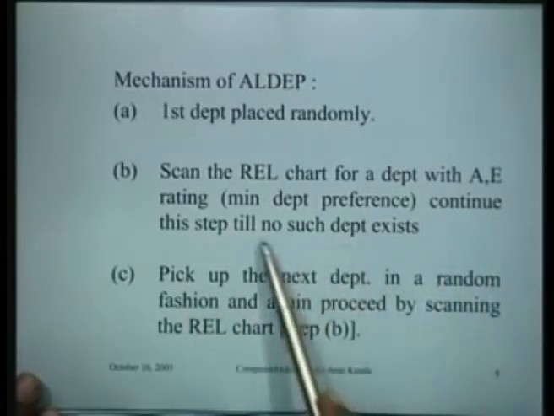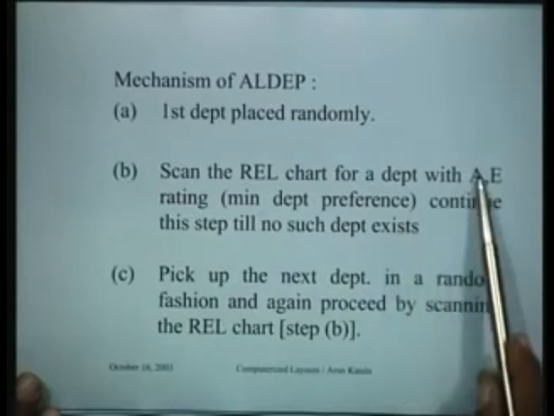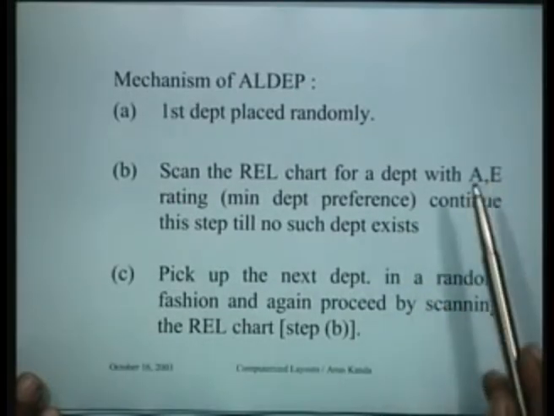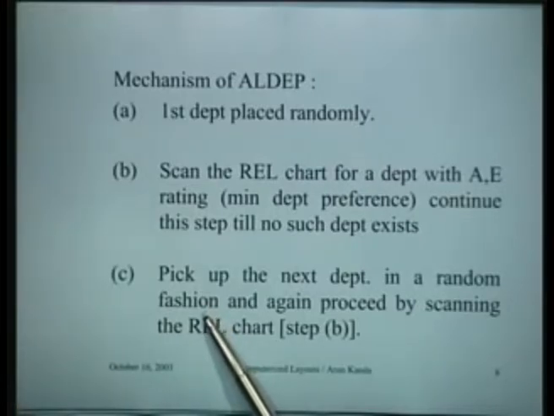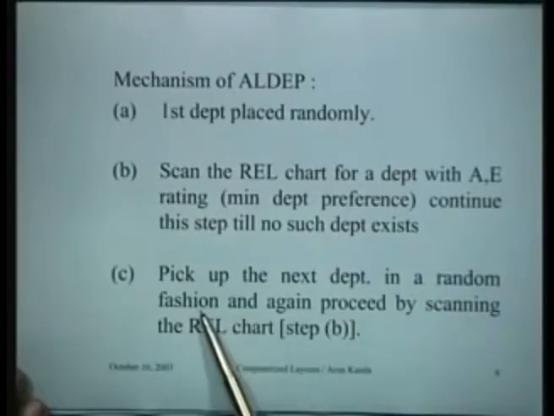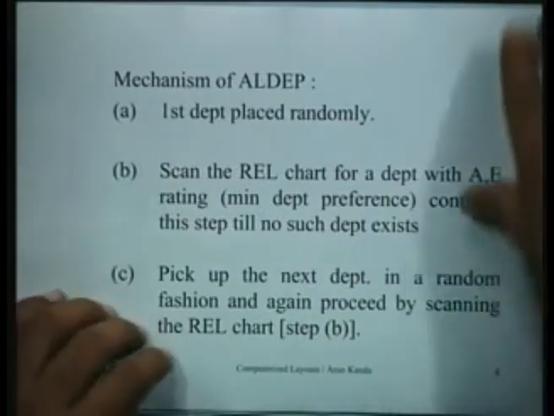And once you find that no such department exists with an A rating or an E rating in the REL chart, then pick up the next department in a random fashion. Again, take the example of locating friends in a hostel. Once the friends have been located and we don't find a friend, we pick up any random person and put him next, and keep on doing this exercise. So pick up the next department in a random fashion, and again proceed by scanning the REL chart, which is step B. We can continue with this exercise till we develop a layout.